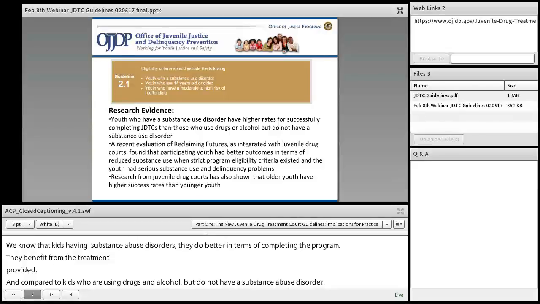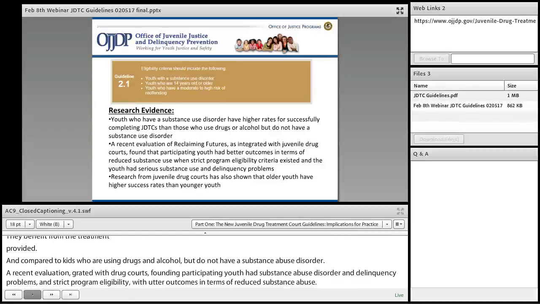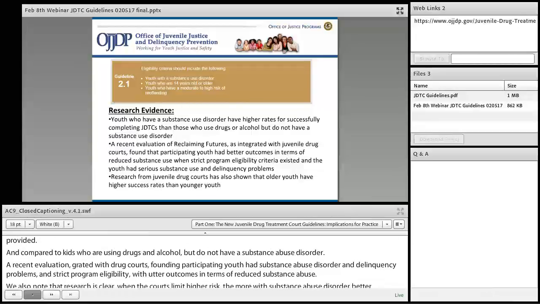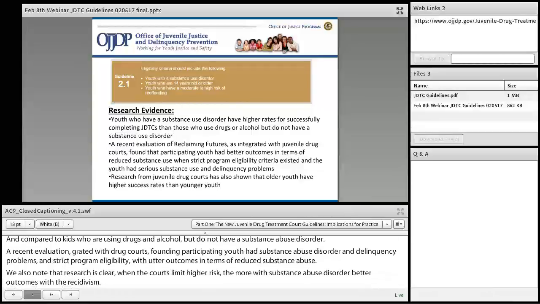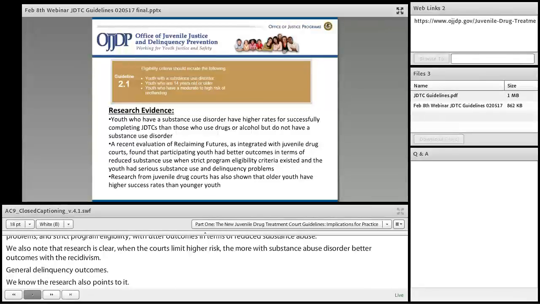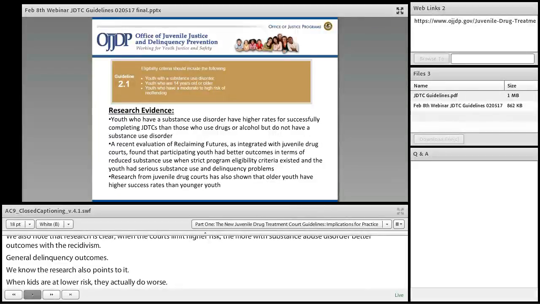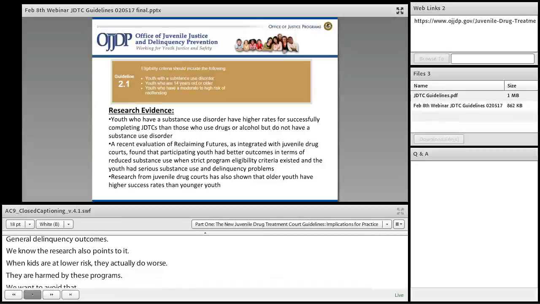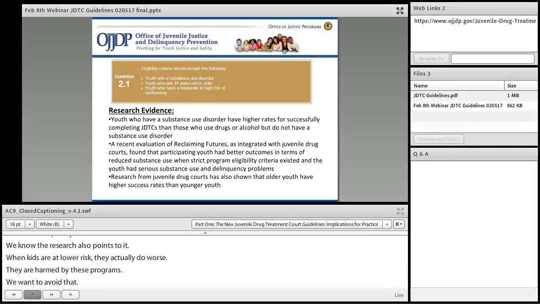But we also know, the research is clear, that when the courts limit to the higher risk, the more severe with substance use disorder, we have better outcomes with regard to recidivism as well, recidivism for just general delinquency outcomes. We do know the research also points to that when kids are lower risk, they actually do worse, right? So they are harmed by being in these programs, and we want to try to avoid that. And with regard to the age, the evidence is that kids that are 14 and older do better. And so again, more likely to complete, less likely to recidivate.